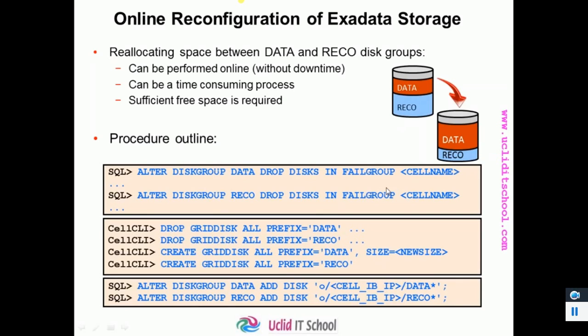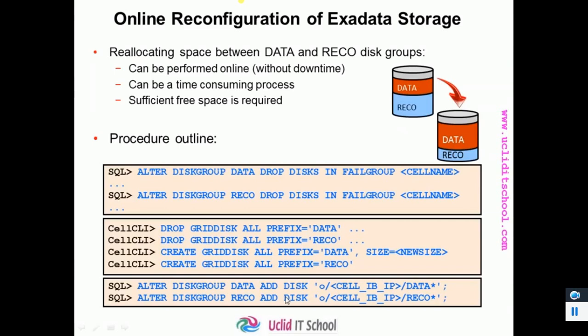You can see the rebalancing details in the V$ASM_OPERATION view. So once the rebalancing is done, then only you proceed with the next step. You drop all those grid disks belonging to that cell, then create grid disks with new sizes, then add them back to the disk group. Once you add these back, another rebalance will happen one more time, so you wait till the rebalance is complete. Now you are done on the first cell.